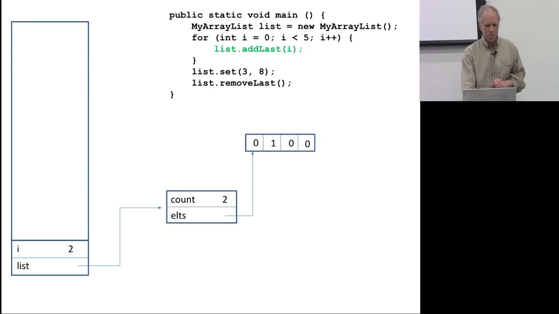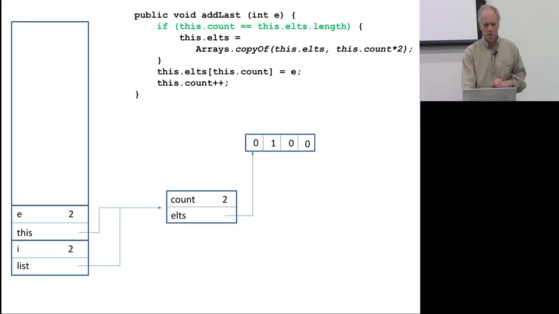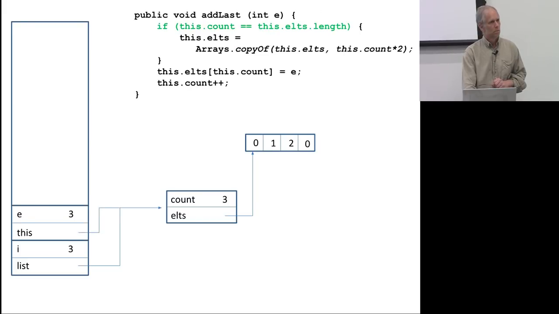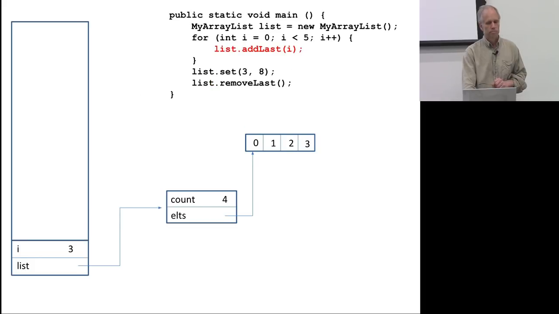So again, the stack frame appears. The array changes, the size increases. The method returns. Okay, back again. Now i is 3. So we're going to store a 3 at index 3 and increment count to 4. Good. And we return. We do it again. i is 4 this time. So we call like that.